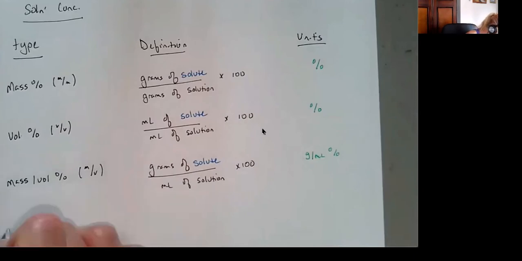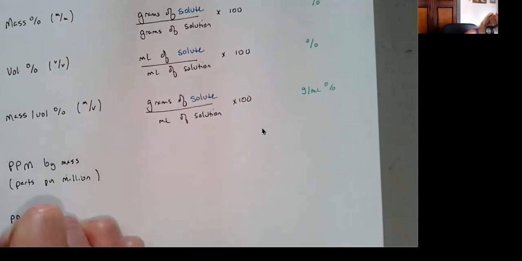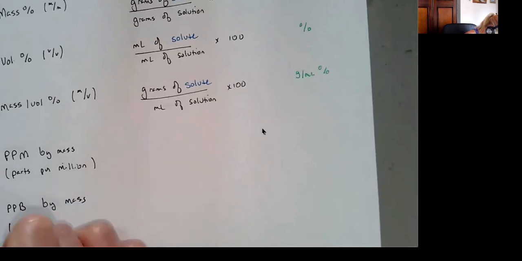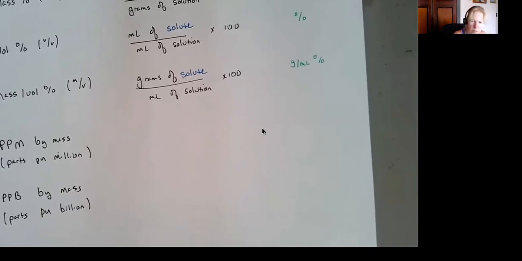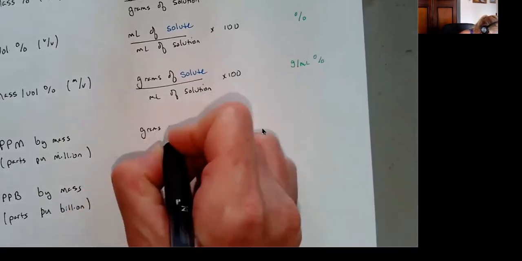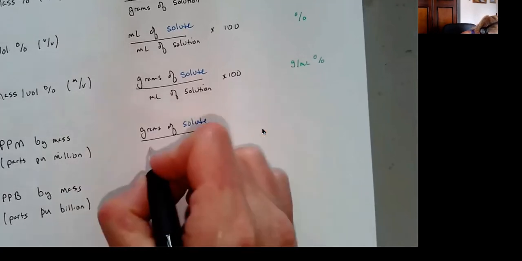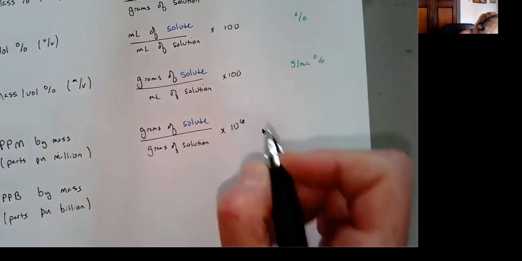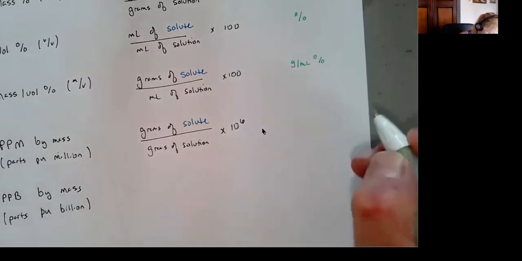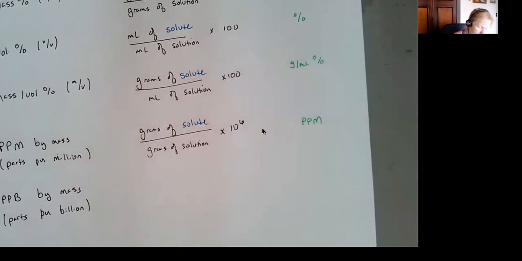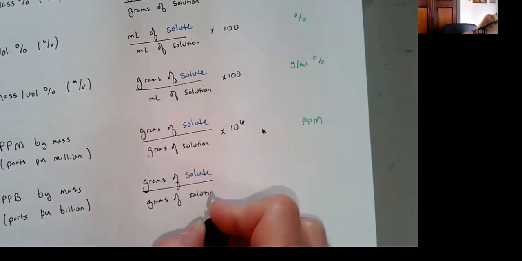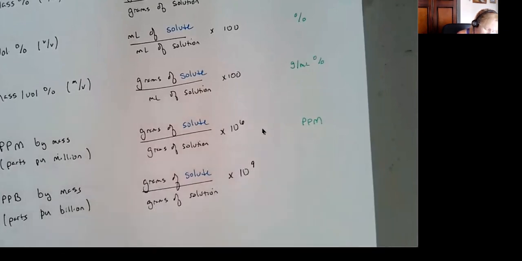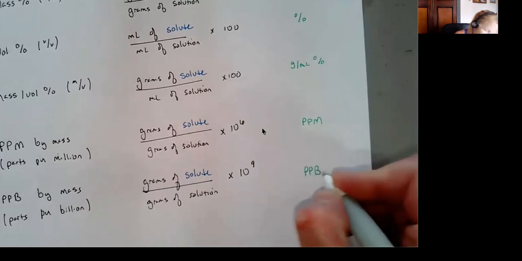If you see ppm by mass, that means parts per million, or ppb by mass, parts per billion. These look very similar to mass percent. Instead of multiplying by 100, you multiply by 10 to the 6th or 10 to the 9th. So this would be grams of solute over grams of solution times 10 to the 6th. That's where your million comes into play, and your units would be ppm. If I have ppb, it's the same thing, grams of solute over grams of solution, but now times 10 to the 9th for billion, and my units would be ppb.